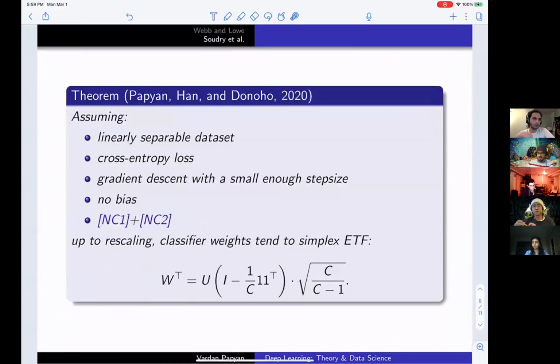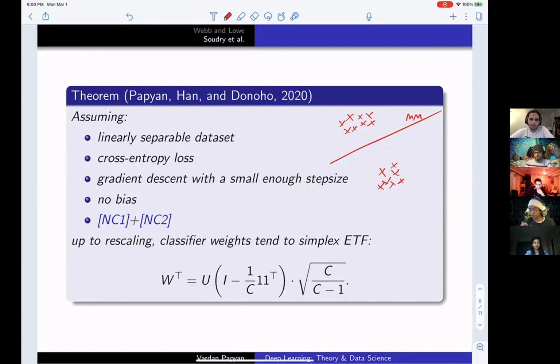So you can actually add to this set of assumptions that were assumed in the original max margin work the assumption that you have within-class variability equal to 0, and that the features are the simplex ETF. And under such assumptions, you can prove again that the classifier tends to a simplex ETF. So in simple words, what does this theorem mean? If you have, let's say, something like this, right? Then you converge to a max margin classifier.